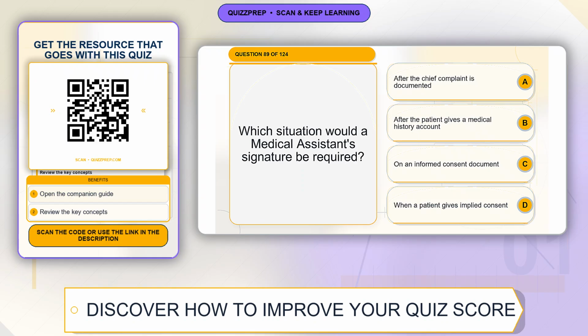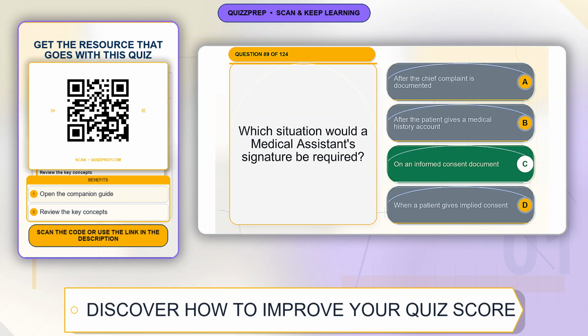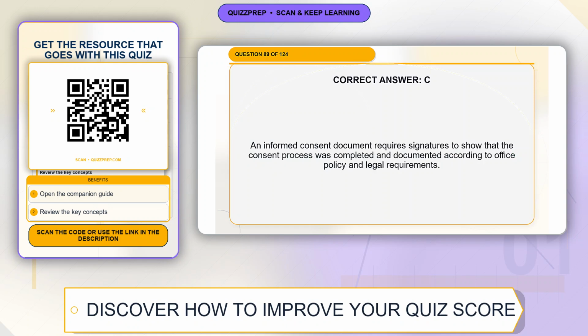Question 89. In which situation would a medical assistant's signature be required? Option A, after the chief complaint is documented. Option B, after the patient gives a medical history account. Option C, on an informed consent document. Option D, when a patient gives implied consent. The correct answer is option C, on an informed consent document. Explanation. An informed consent document requires signatures to show that the consent process was completed and documented according to office policy and legal requirements.